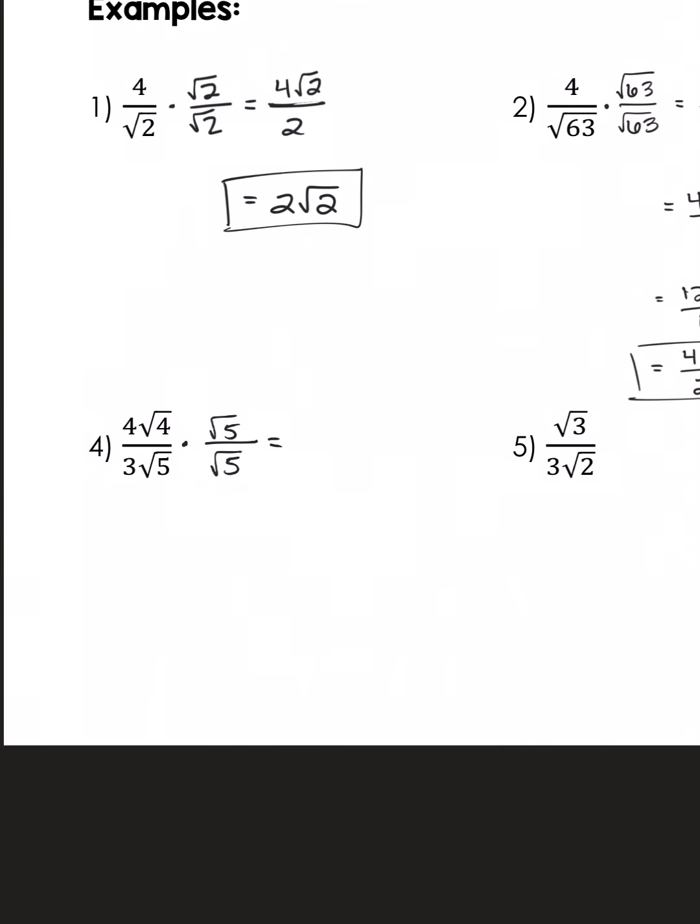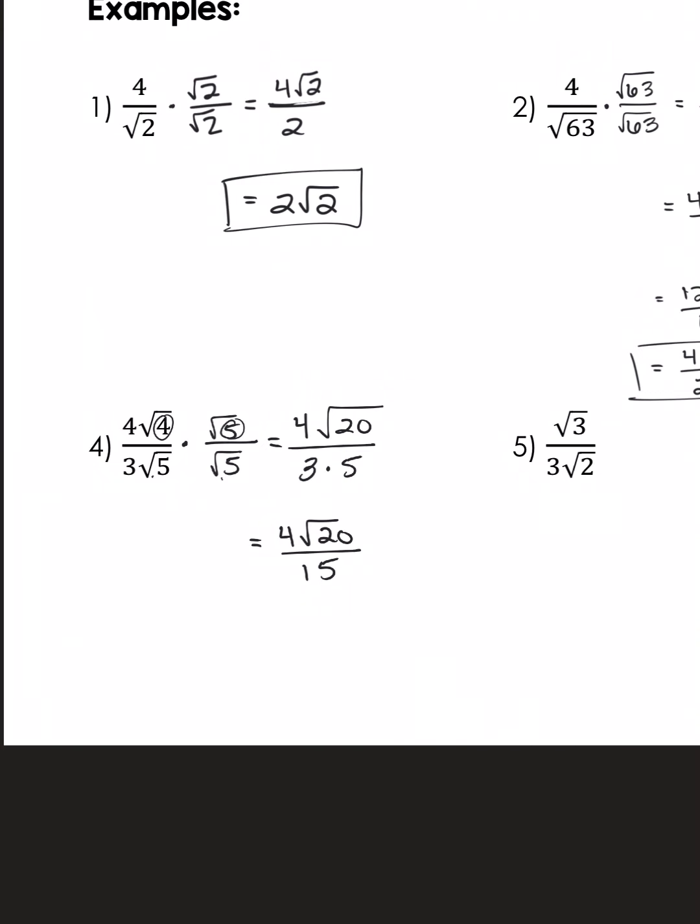Now I need to use my product property here. So this would be 4 times the square root of 4 times the square root of 5, which would be the square root of 20. And in the denominator, the square root of 5 and the square root of 5, the square roots kind of cancel each other out, and I end up with 3 times 5. So now I have 4 times the square root of 20 divided by 3 times 5 is 15.